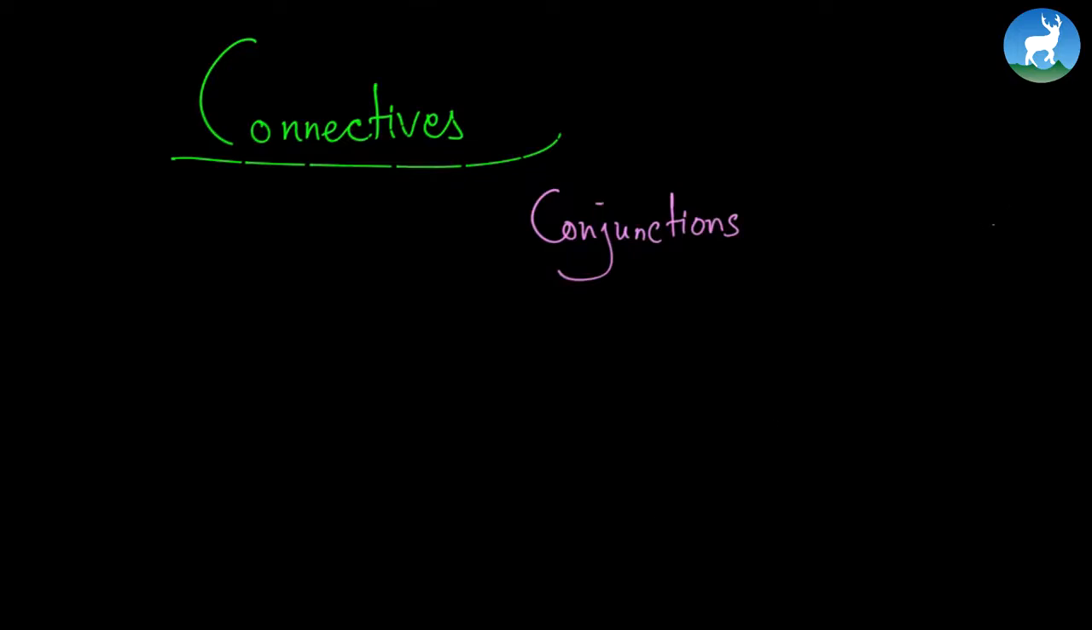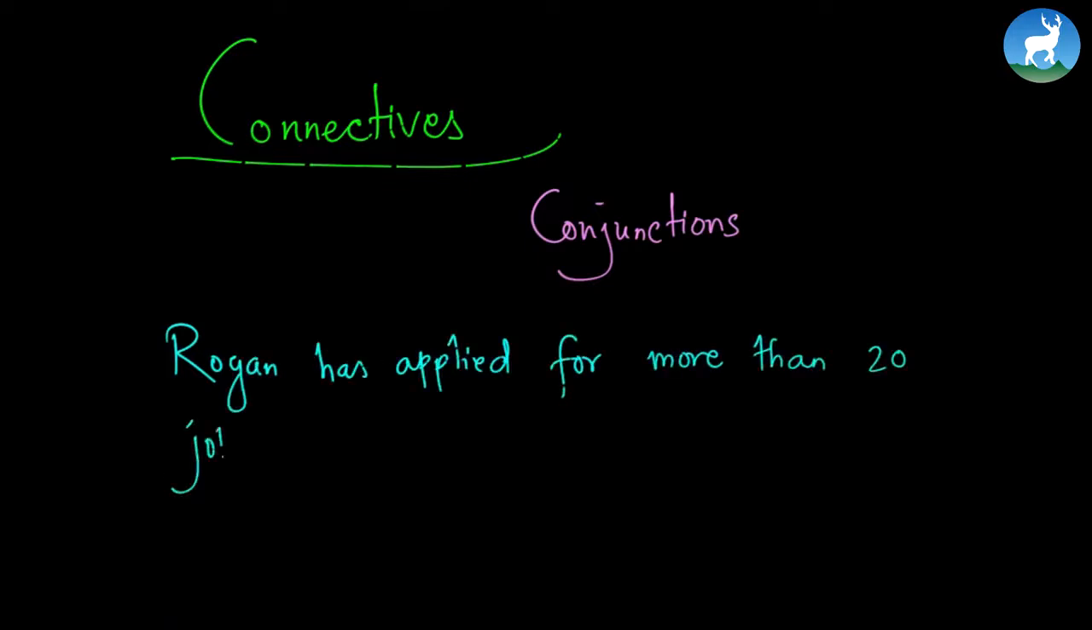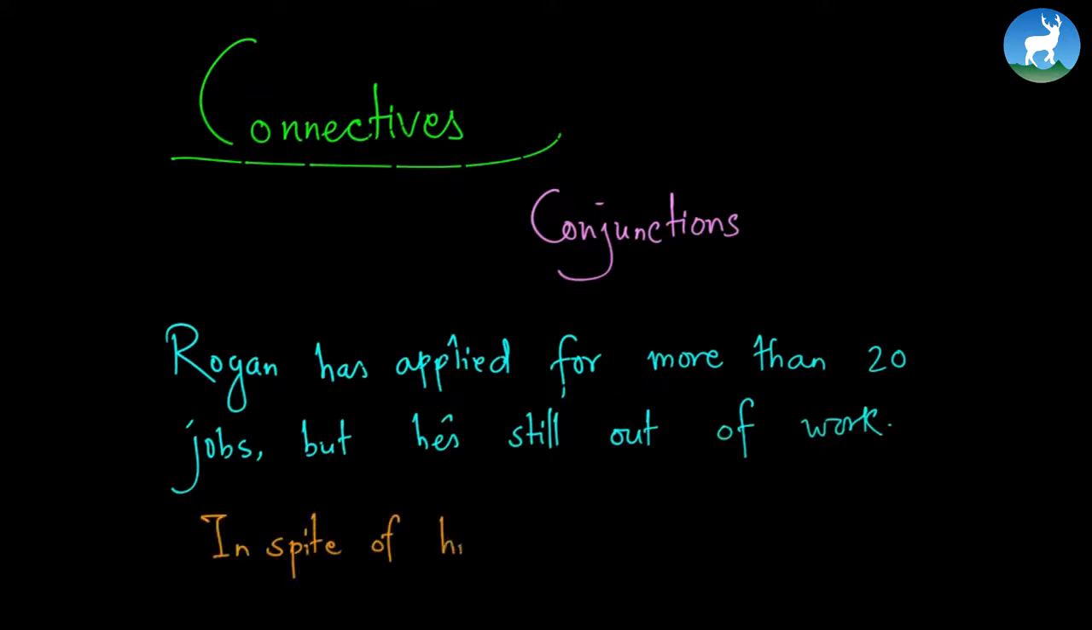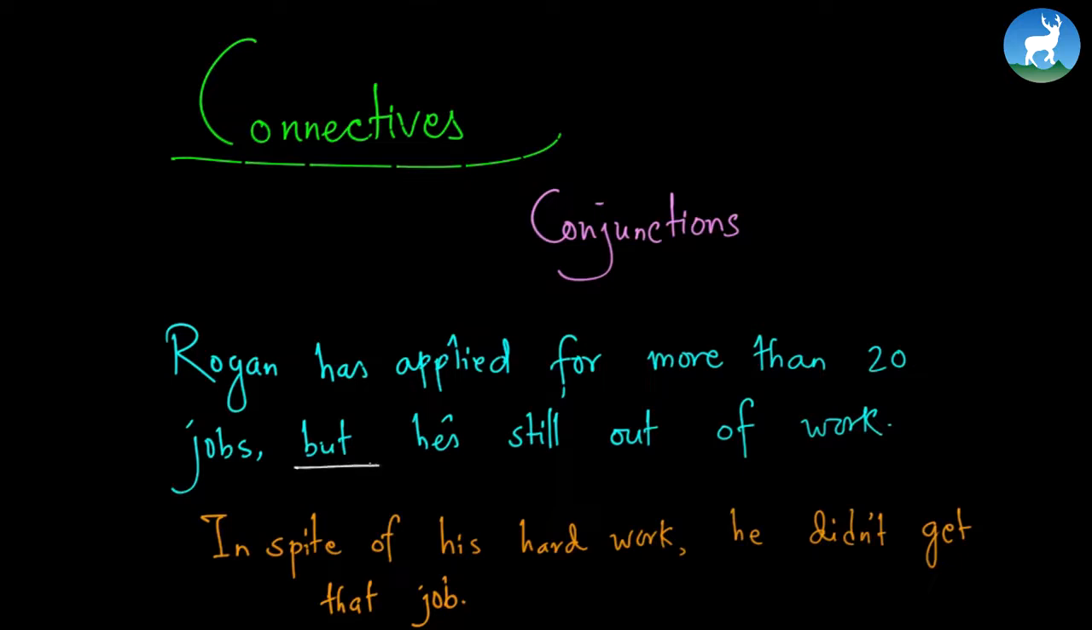Let's look at some sentences. Rogan has applied for more than 20 jobs, but he is still out of work. Let me write another example. In spite of his hard work, he didn't get that job. Alright, now let's talk about connectives here. The first connective that is used is but, and the second connective is in spite of. So we have two connectives.